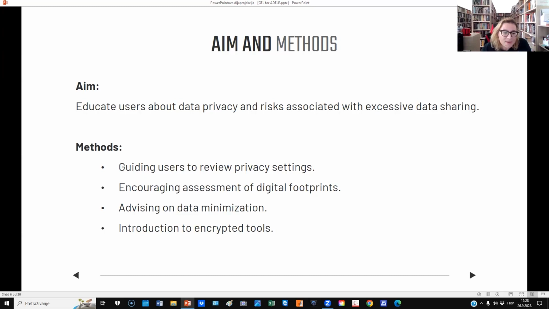So the main aim is that we want to educate users about data privacy and the risks associated with excessive data sharing. The main methods that we used are presentations and online workshops that were easy to follow. You didn't have to have any specific knowledge. You didn't have to know something before coming to the workshop.